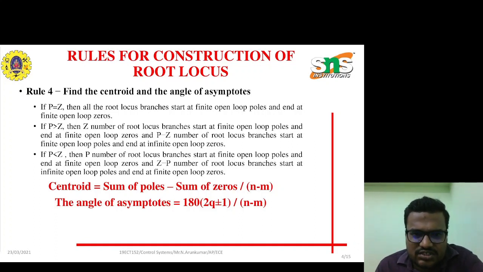The next one is the angle of asymptotes. The asymptotes pass through the centroid point. The angle of asymptotes is calculated by using 180 times (2k plus 1) divided by n minus m, because we have framed a graph. That graph will be drawn using the centroid value, and the asymptotes will be separated by angles between 0 and 180 degrees. If you look at the graph, the concept becomes very clear.